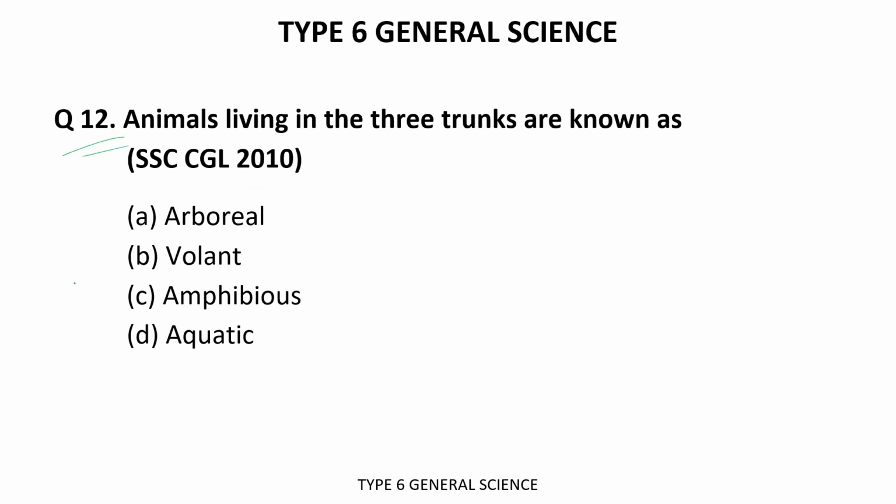12th question we have. Animals living in the tree trunks are known as arboreal, volant, amphibious, aquatic. 15 seconds you have to think of an answer.